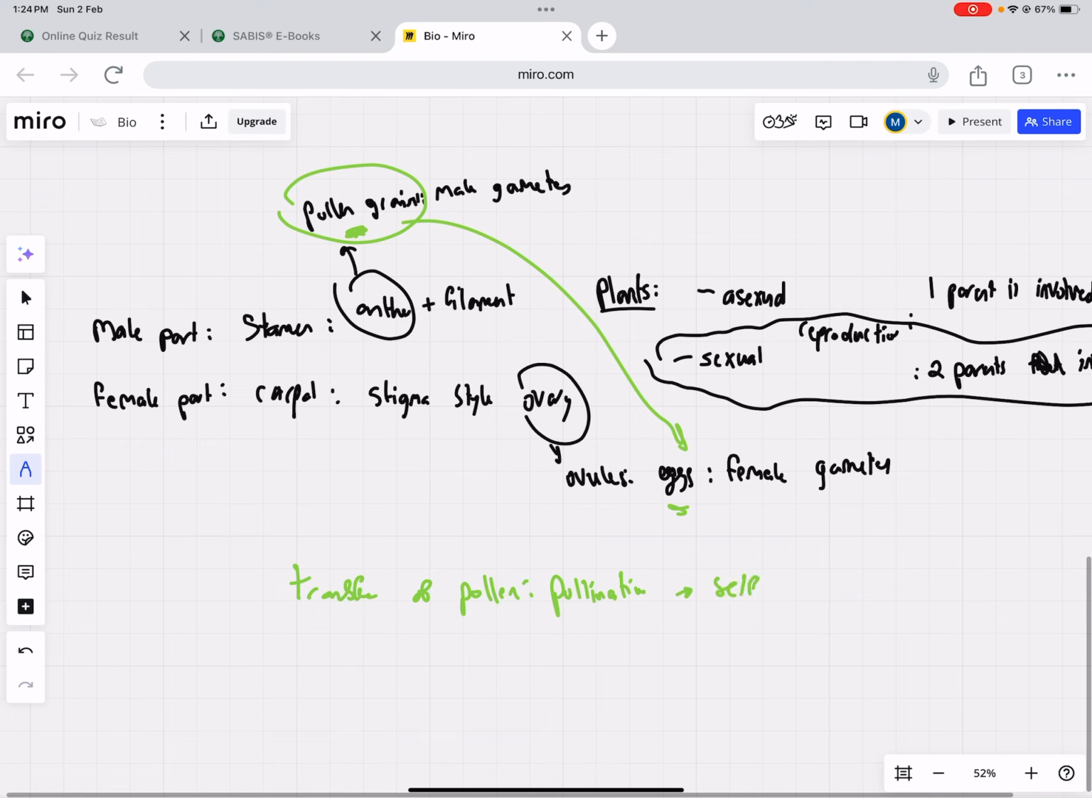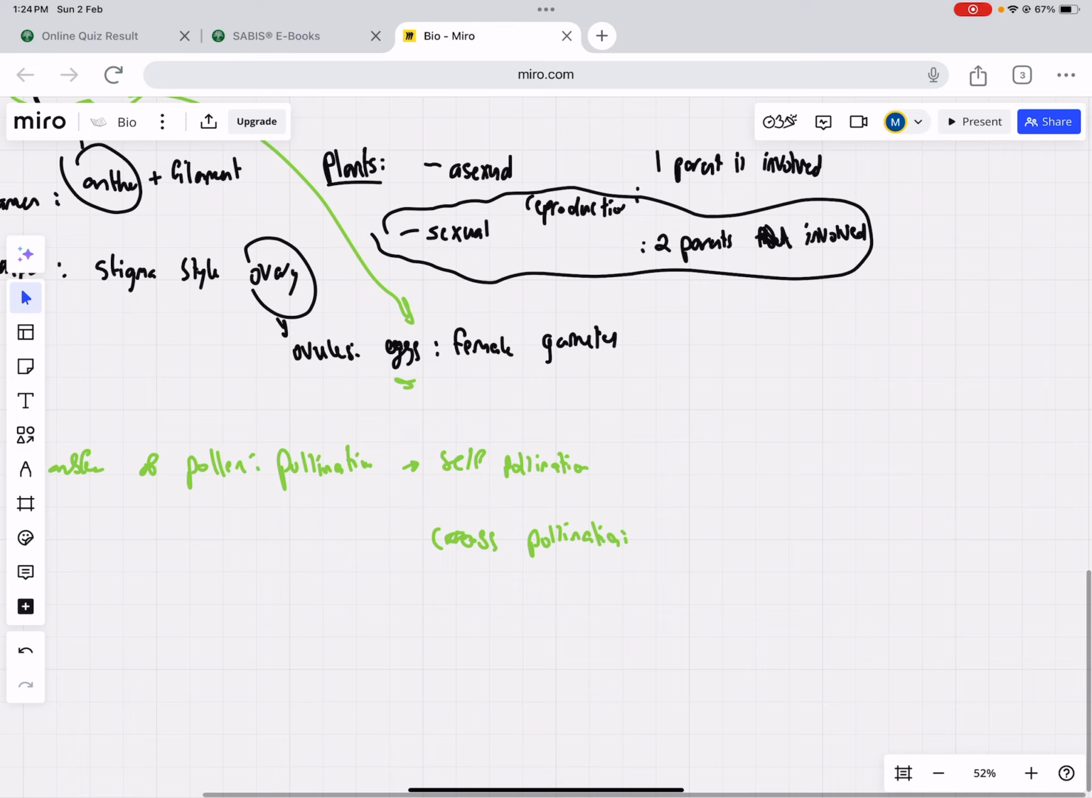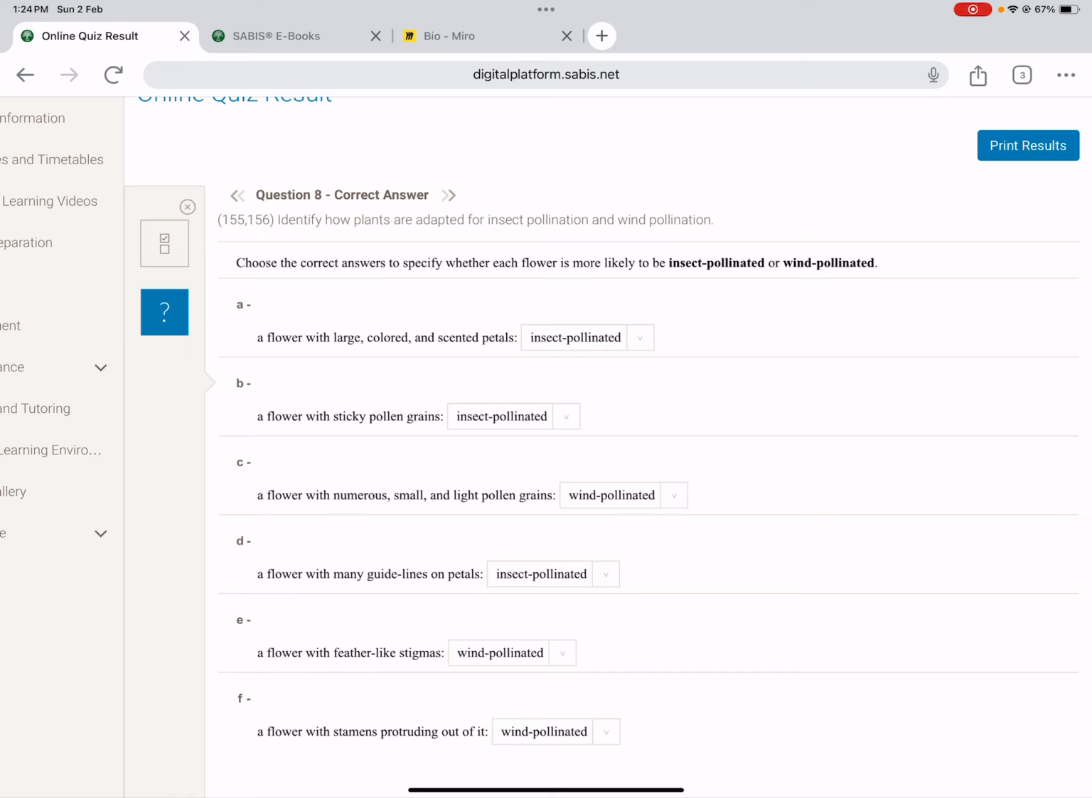It can be self-pollination, so the same plant, or cross-pollination between different plants. Now in cross-pollination, we have two things that are responsible, which are wind and insects. Which is going to take us back to this question.